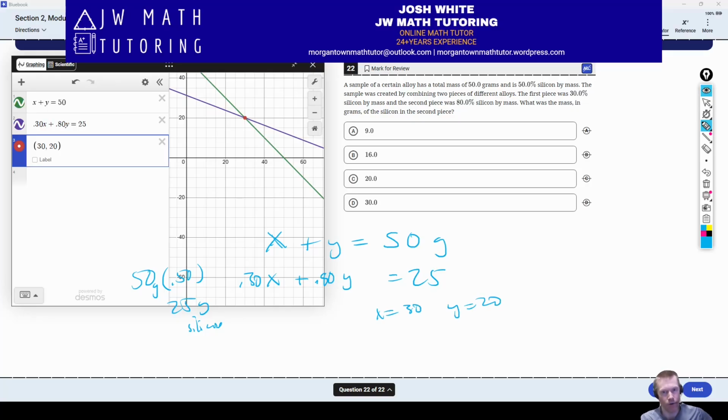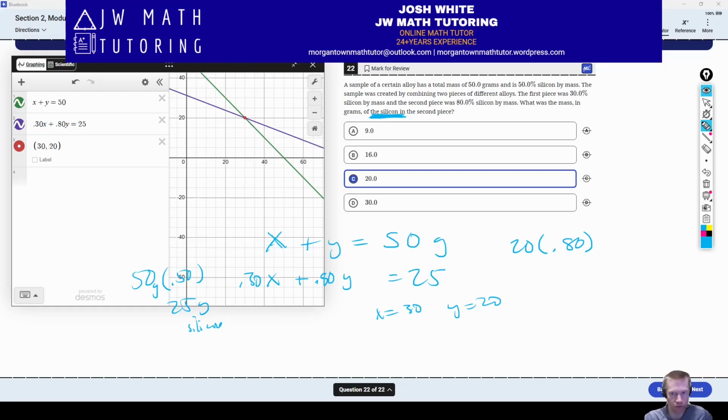A lot of people now would select answer choice C as the correct answer because they see, oh, the second piece in the alloy is 20 grams. But that's not the correct answer. That's the trick. That's why this is one of the trickiest PSAT practice questions out there. The reason is because they don't want the overall mass of the second piece. They want to know the mass of the silicon only in the second piece. You have to take the 20 grams and multiply it by 80%. Right here, second piece, 80% silicon by mass. Therefore, the correct answer is actually 16.